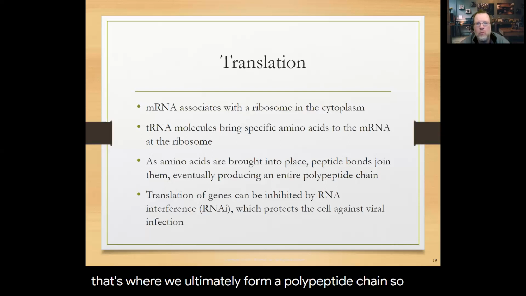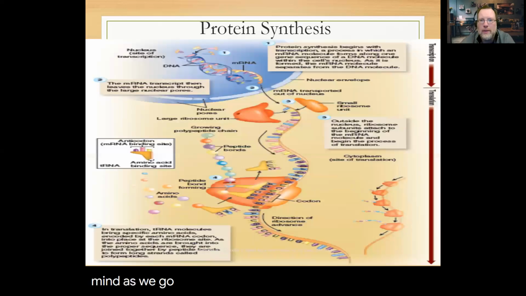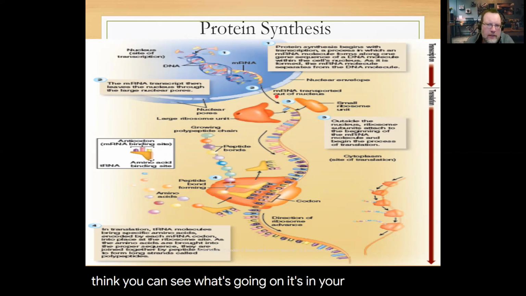So one thing that happens when we translate these genes is we're going to see that those nucleotides, those A, T, C's, and G's are going to be taken in groups of 3. And so keep that in mind as we go as well. So anyway, this is a little bit fuzzy, but I think you can see what's going on. It's in your packet set. I think it's figure 7-15 maybe.